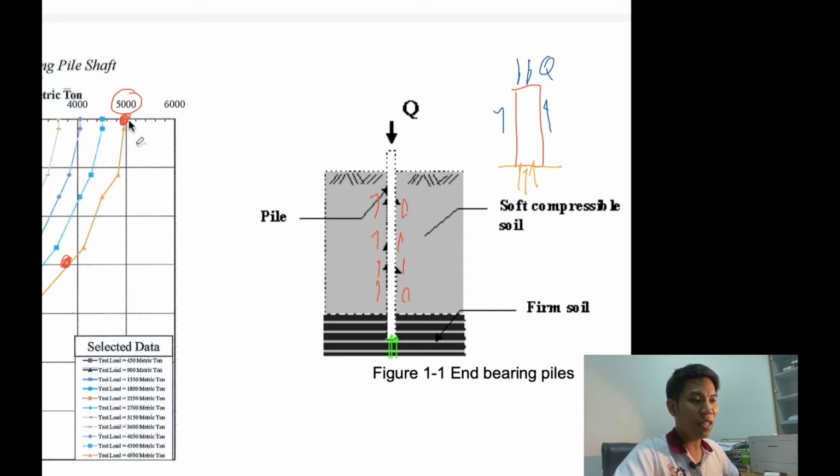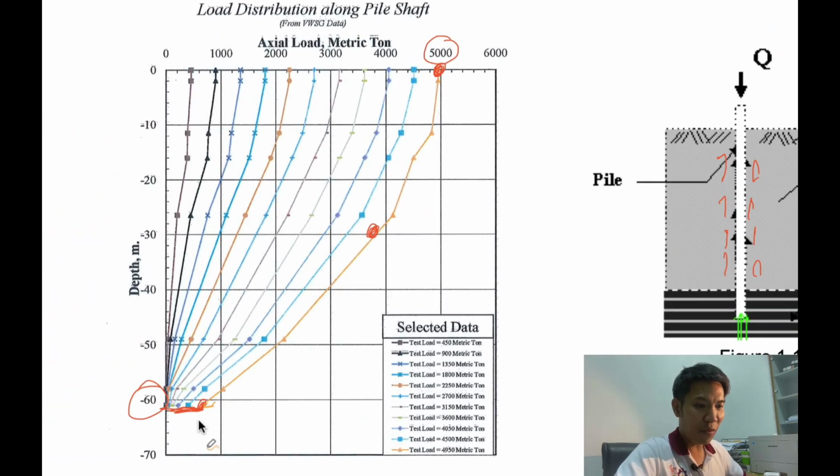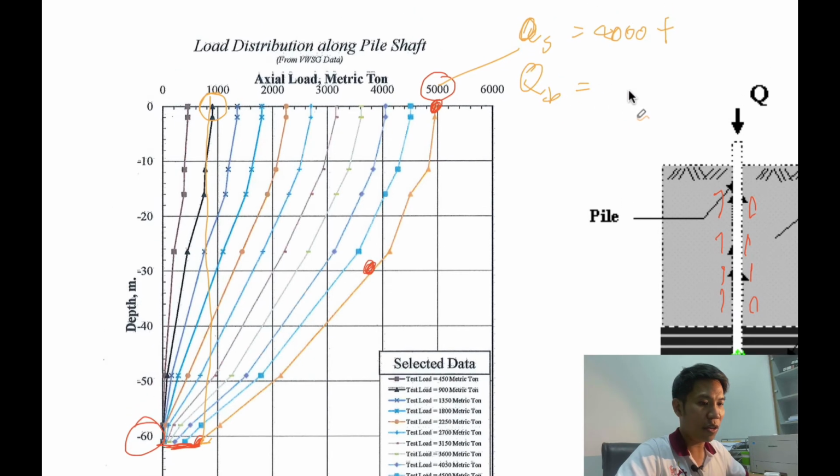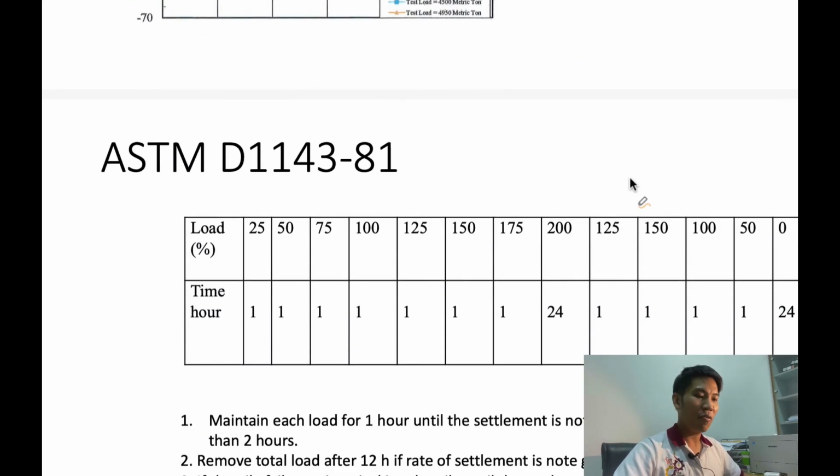So you can see that the friction is up to this point, and the end bearing of the pile here is about 1,000 tons. So that means this pile has QS, or friction, of about 4,000 tons, and QB of about 1,000 tons at this certain load level. So how can we test?